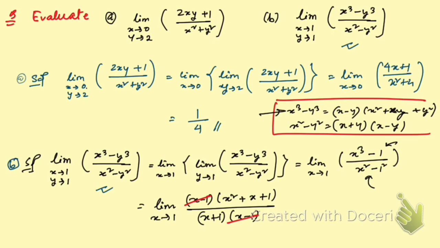So now if you put x equal to 1 here, it doesn't become 0. So now you can put x equal to 1, so that is x square plus x plus 1, that is 1 plus 1 plus 1, divided by 1 plus 1, and that's going to be equal to 3 by 2. So this is the answer. Hope you have understood this. Now let's discuss continuity.